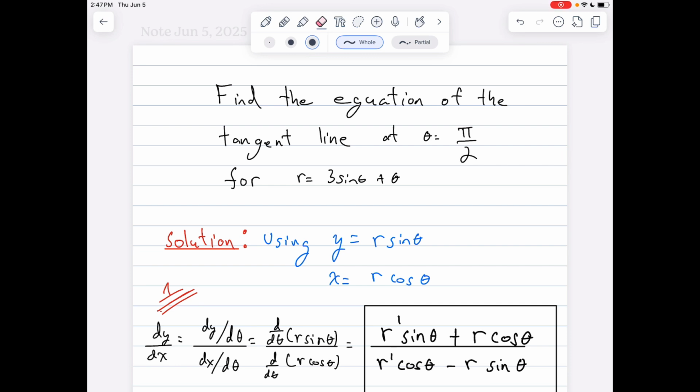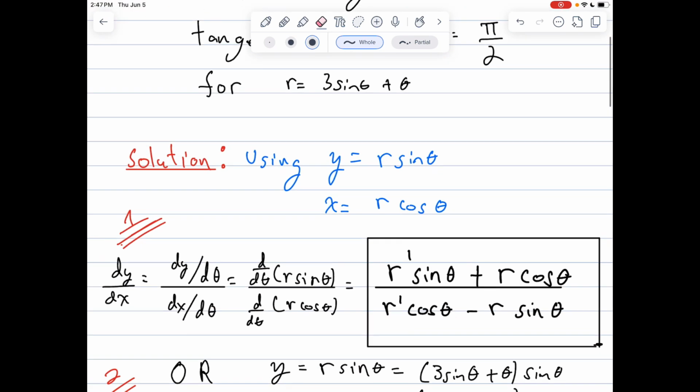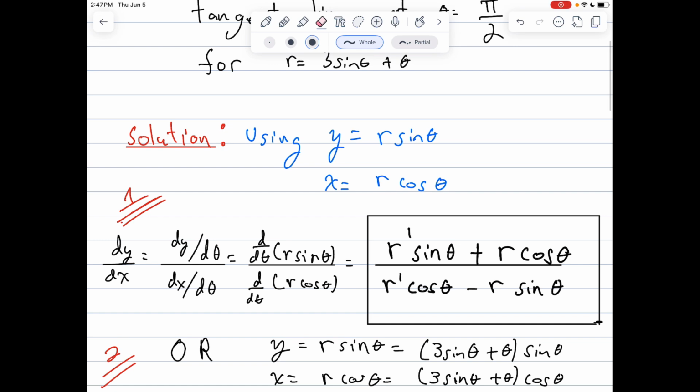So we're going to use our equations y equals r sine theta, and x equals r cosine theta. And there's two ways of using those equations to find the slope of the tangent line. The first one basically comes out to using the box here. What you see in the box on the numerator is r prime sine theta plus r cosine theta, and on the denominator it's r prime cosine theta minus r sine theta.